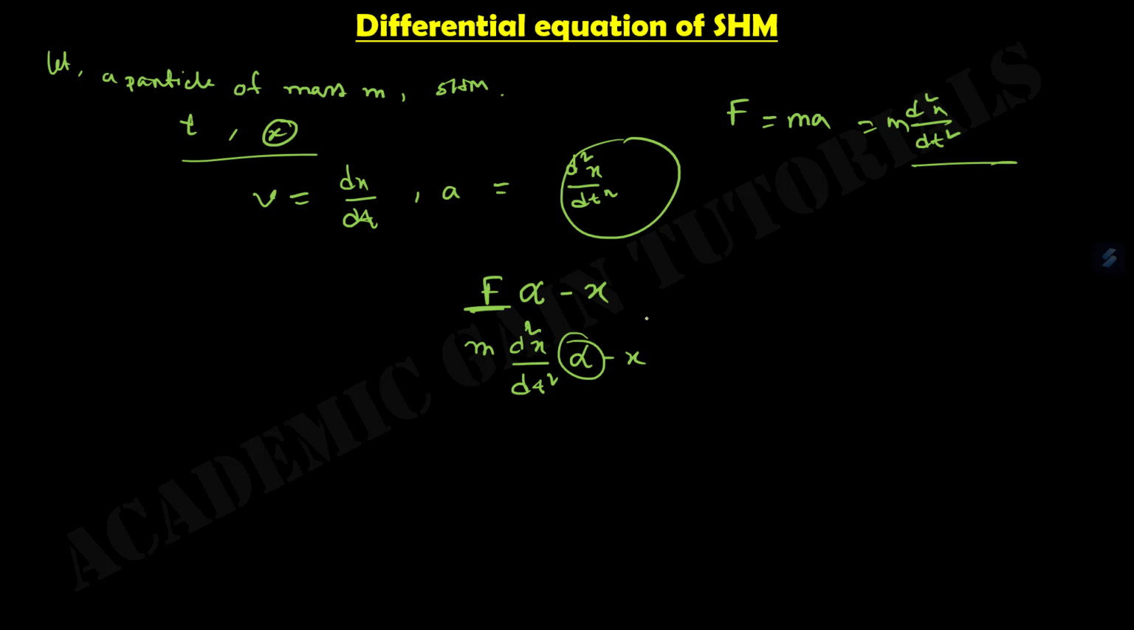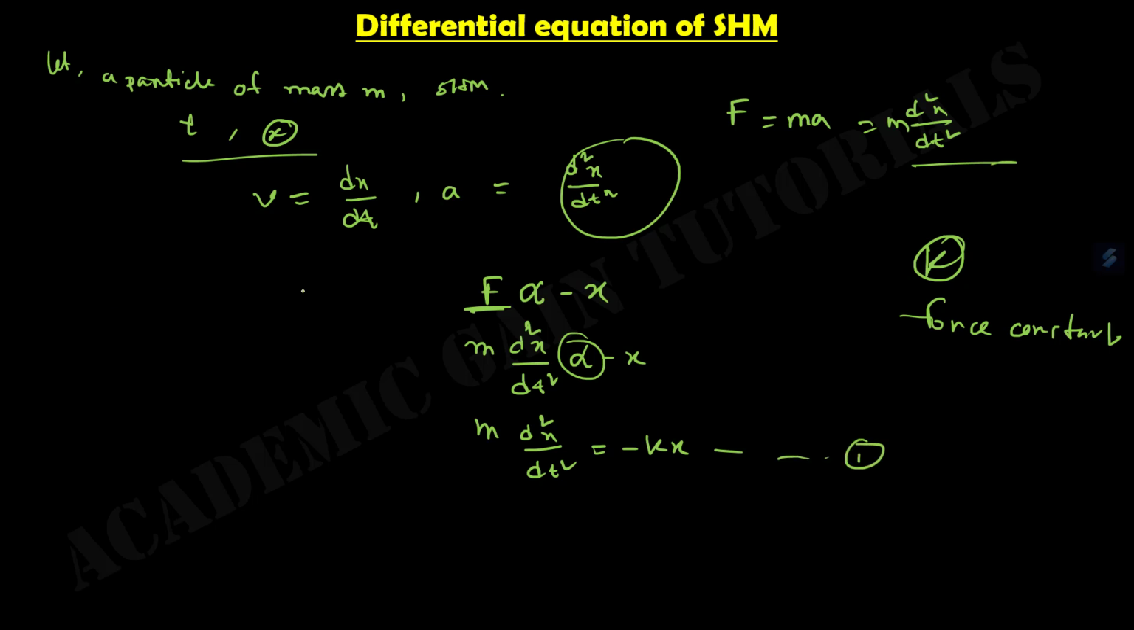To eliminate this proportional sign, we use a constant k, which is called the force constant. Then I can write m d square x by dt square is equal to minus k x. Suppose this is our equation 1.